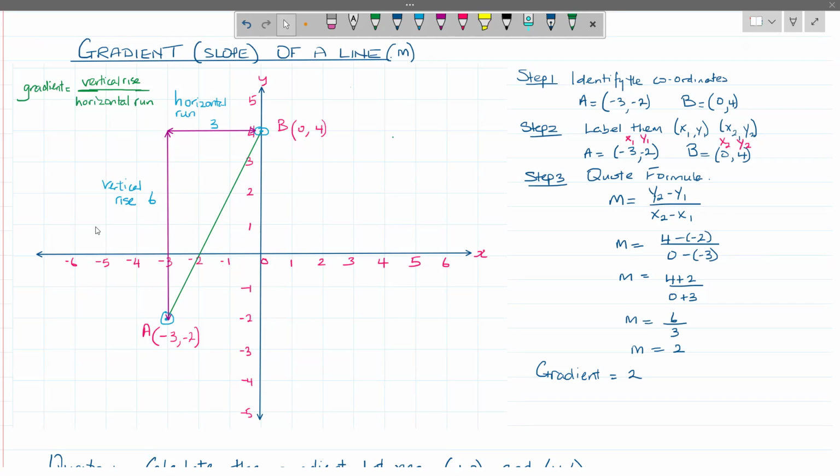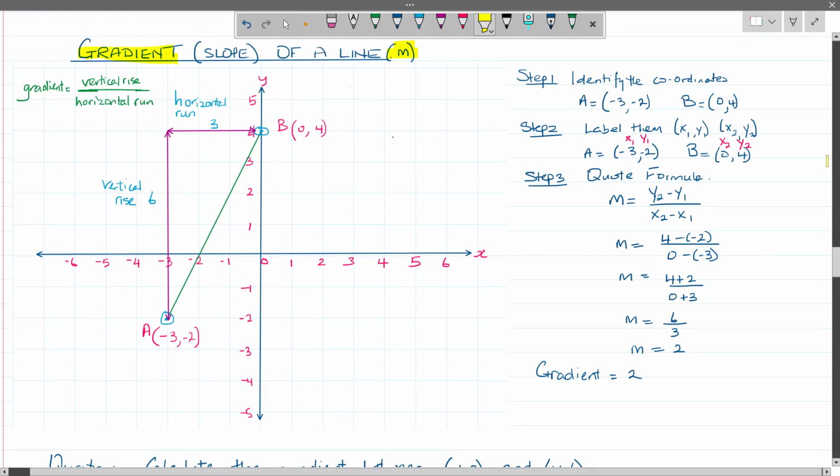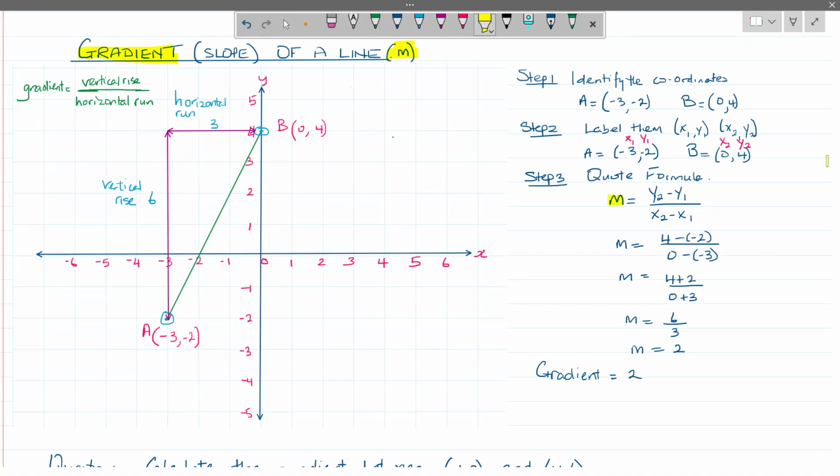Some of the things that we're doing here, like I keep telling you, are going to remain the same. Always identify the coordinates at the point. Label them: x1, y1, x2, y2. Quote the formula. Now, we use the letter m to signify the gradient. So you'll find very often in coordinate geometry, m is the variable that we use for gradients. Right? So you see the formula here says m is equal to y2 minus y1 over x2 minus x1. This is our formula here, and this is why it's important for us to identify the coordinates and then label them.